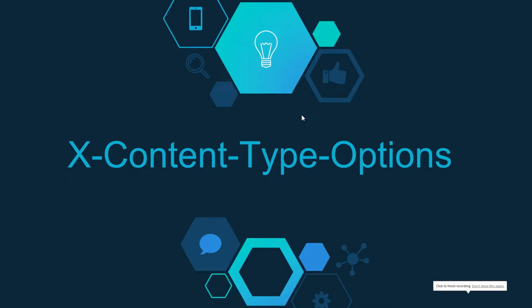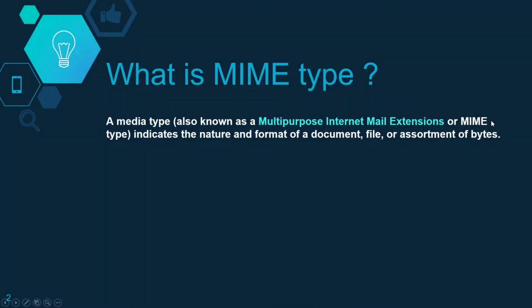So today we'll be discussing the X-Content-Type-Options header. Before discussing the X-Content-Type-Options header, first we will learn what a MIME type is. The full form of MIME is Multipurpose Internet Mail Extensions, and it indicates the nature and format of a document, file, or assortment of bytes.